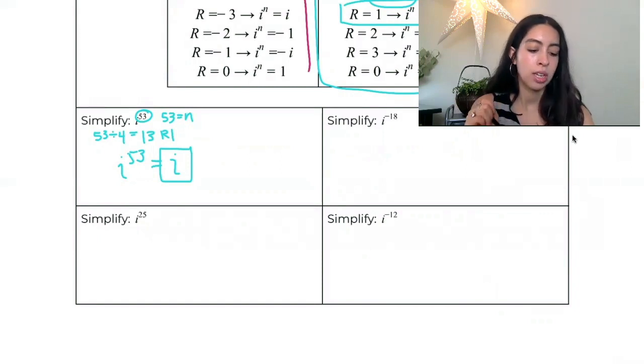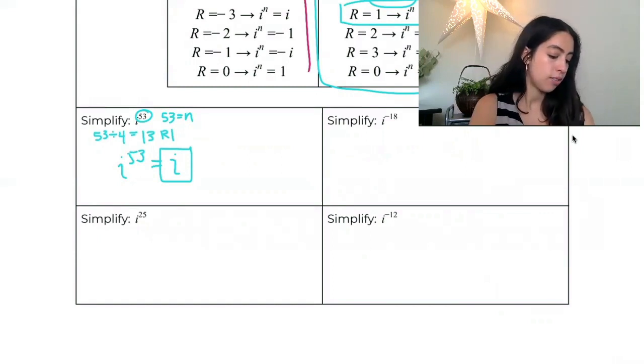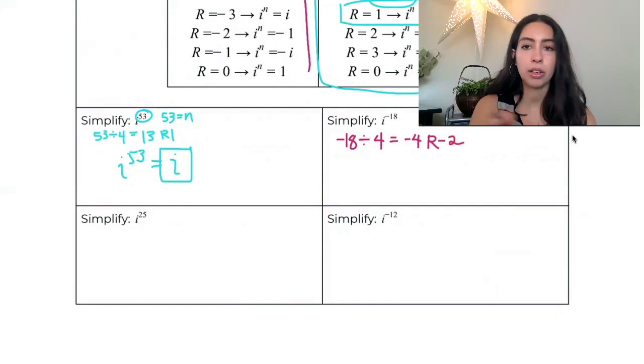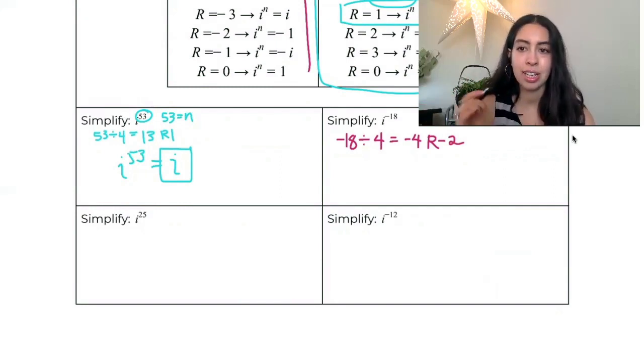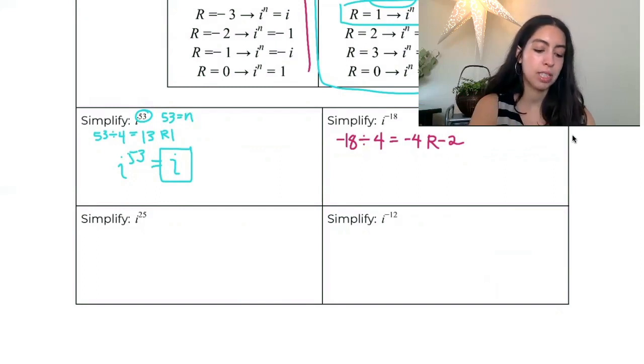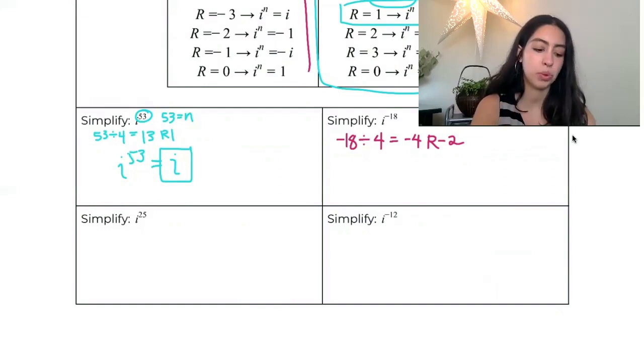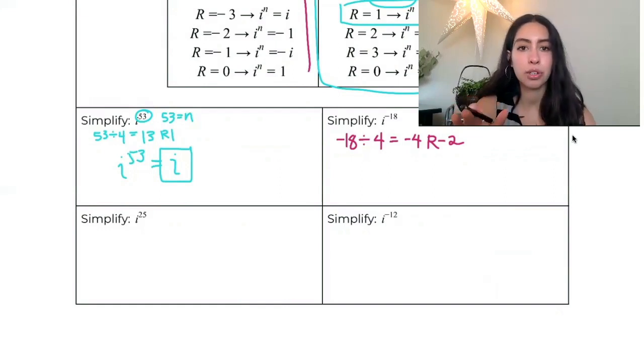We have i to the negative 18. So negative 18 divided by 4 is going to equal negative 4 with a remainder of negative 2, because I know that negative 4 times 4 is negative 16. In order to get from negative 16 to negative 18, we have to go down 2. So that's why our remainder is negative 2 here.